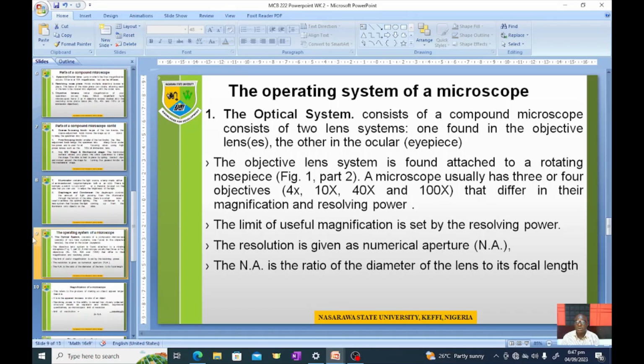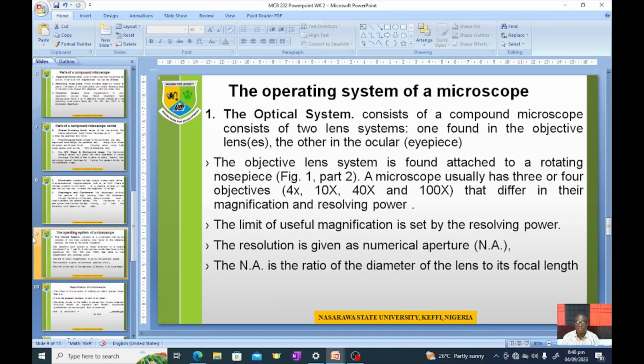Figure 1 is the microscope, that compound microscope, and then the parts as labeled. A microscope usually has 3 or 4 objectives: the 4 times, 10 times, 40 times, and 100 times objective lenses that differ in their magnification and resolving power.